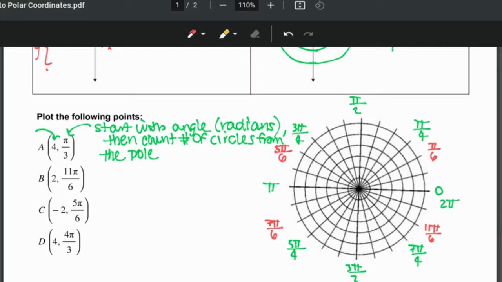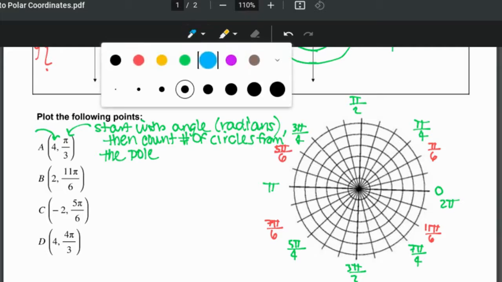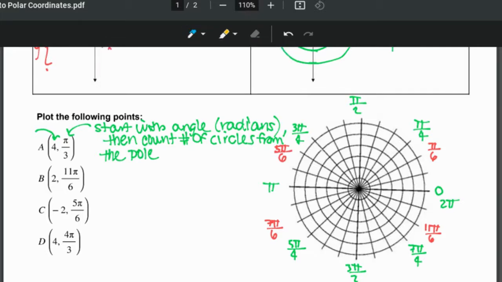And then I'm going to label in the pi over 3, which would be 60 degrees. So that's more than pi over 4. So this is pi over 3. And then we've got 2 pi over 3. And this would be 4 pi over 3. And then this one would be 5 pi over 3.